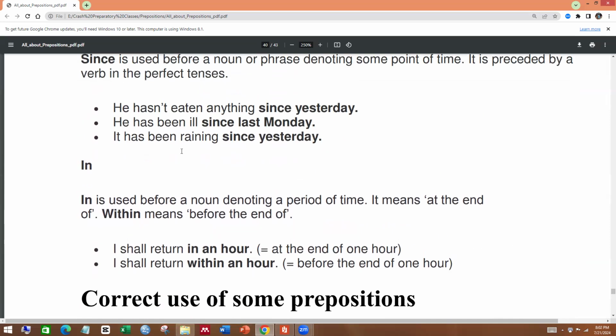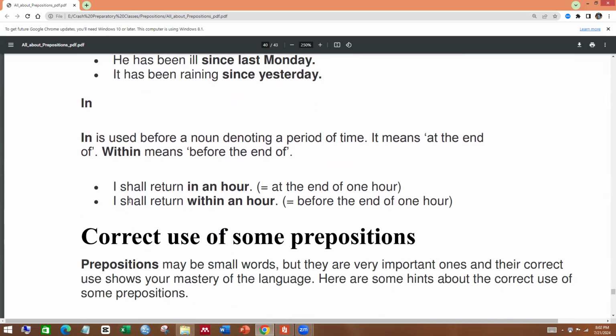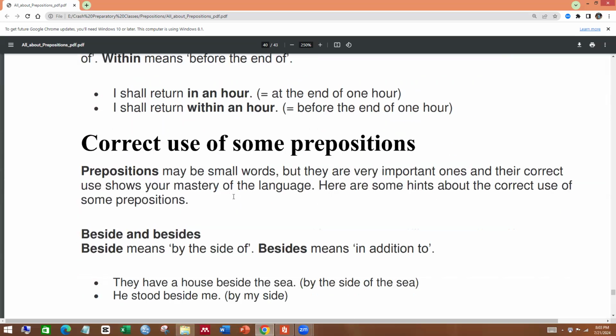In is used before a noun denoting a period of time. It means at the end of. Within means before the end of. I shall return in an hour, at the end of an hour. I shall return within an hour, before the end of one hour.